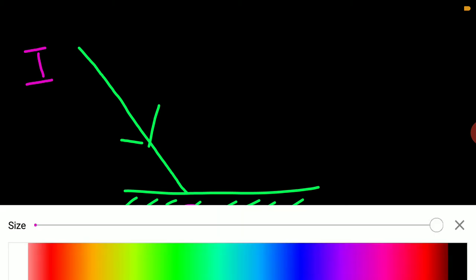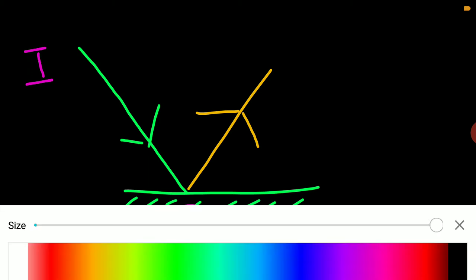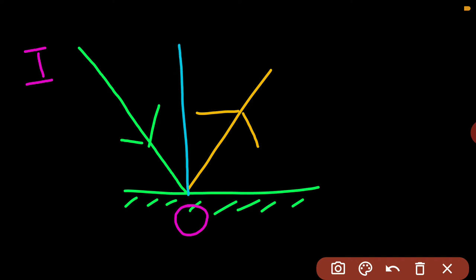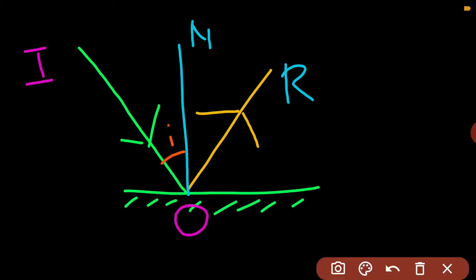And when the light gets reflected back, this ray was known as the reflected ray. And there was one more term which was known as normal: any line making 90 degree with the surface. Let this be N, and let this be R. So here IO is the incident ray, NO is the normal, and OR is the reflected ray. And then we had a few terms like angle of incidence and angle of reflection. These were the few things we had done.